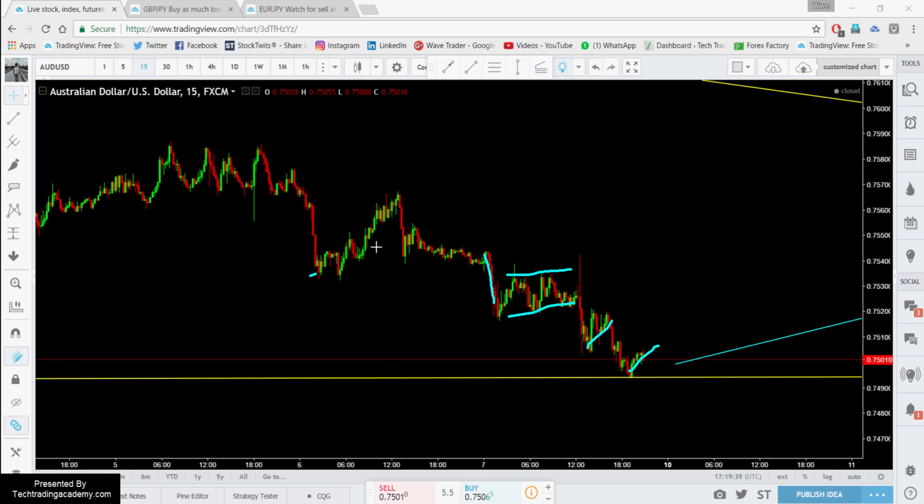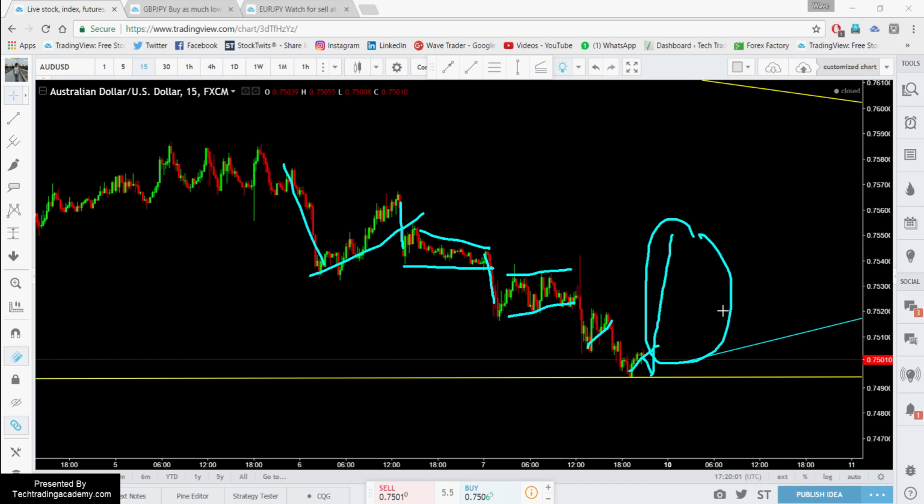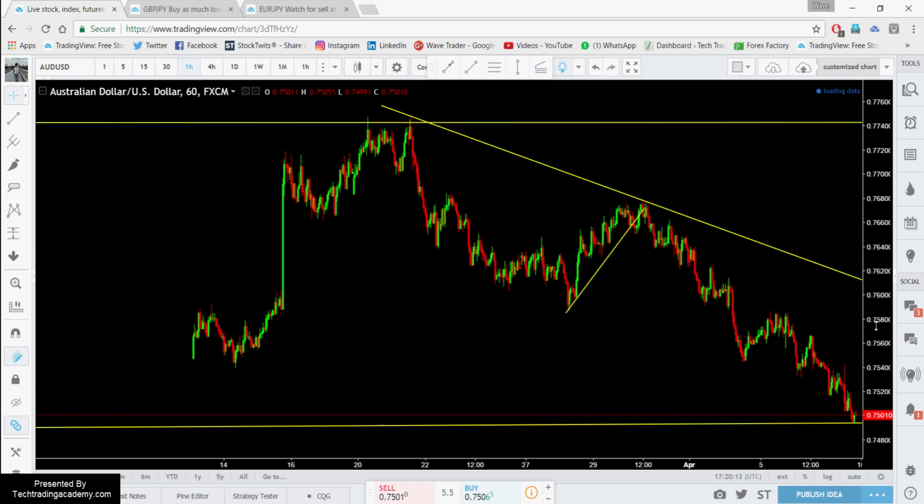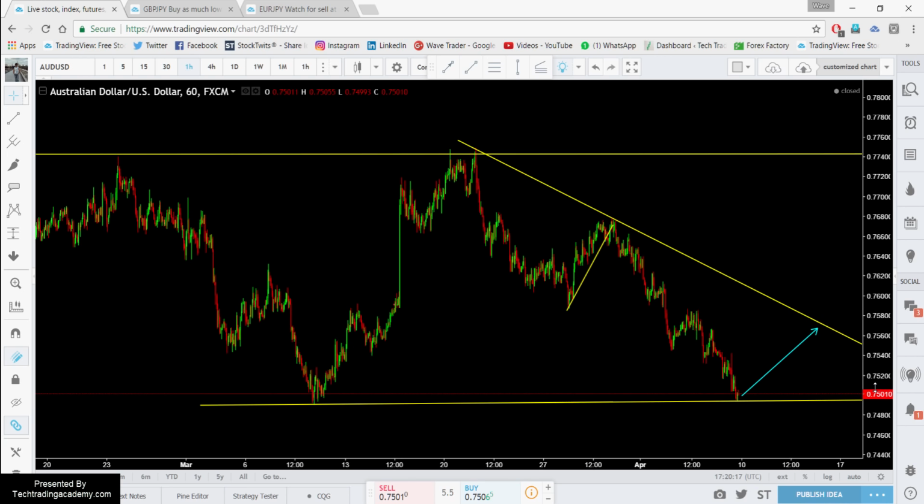Impulse, continuation, impulse, continuation, another impulse, continuation, impulse, continuation, still forming continuation. If we see that kind of impulsive price behavior, then we're gonna look for buy, guys. We're not gonna look for sell. If we don't see that, at least we need a big correction, a big continuation pattern. That continuation pattern must come close to the trend line for another sell setup. All right, so far so good.